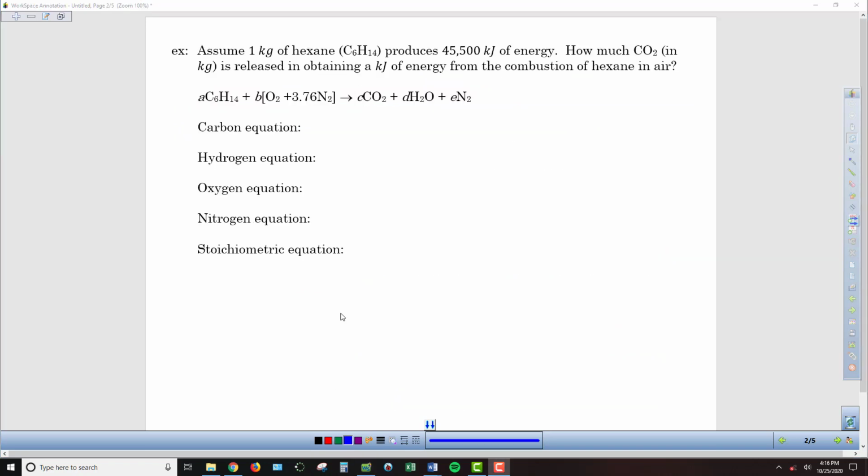So let's take hexane for example. So we have a kilogram of hexane. We're going to assume that it produces approximately 45,500 kilojoules of energy. So we want to know how much carbon dioxide is released in obtaining a kilojoule of energy from the combustion of hexane in the air. So that means we need to balance the reaction that we see in front of us.